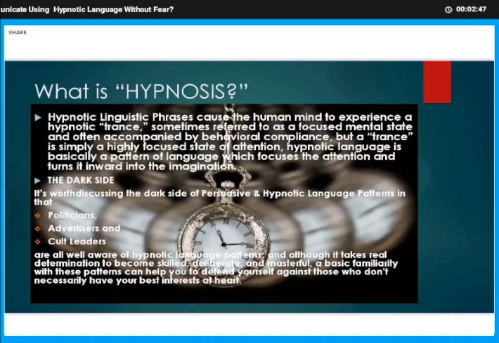One of the things I like to cover, because this tends to be something that most people are worried about, is the dark side of using persuasive and hypnotic language patterns. Politicians, advertisers, cult leaders, even some salesmen, they're all well aware of hypnotic language patterns. And although it takes real determination to become skilled and masterful, a basic familiarity with these patterns can help you to defend yourself against those who don't necessarily have your best interest. So let's go ahead and go to the next slide.